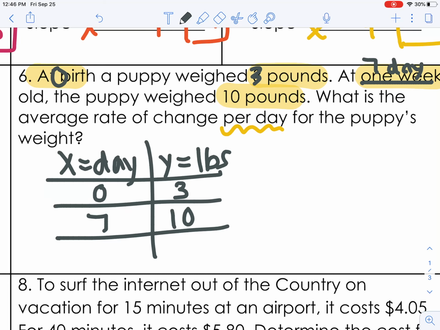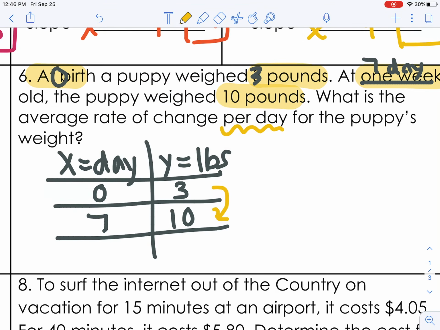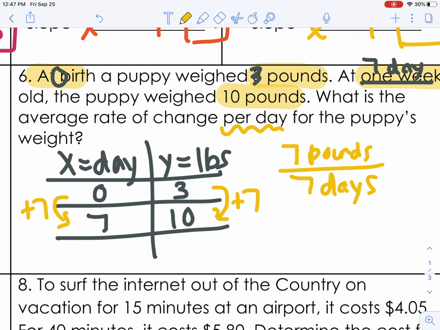So if I want to find the average rate of change per day, well, we need to find the change in pounds, which is 7, and our change in days is 7. So the puppy changes 7 pounds per 7 days. So we want it per 1 day. So 7 divided by 7 is 1. So it changes 1 pound every 1 day. So the answer here is 1.